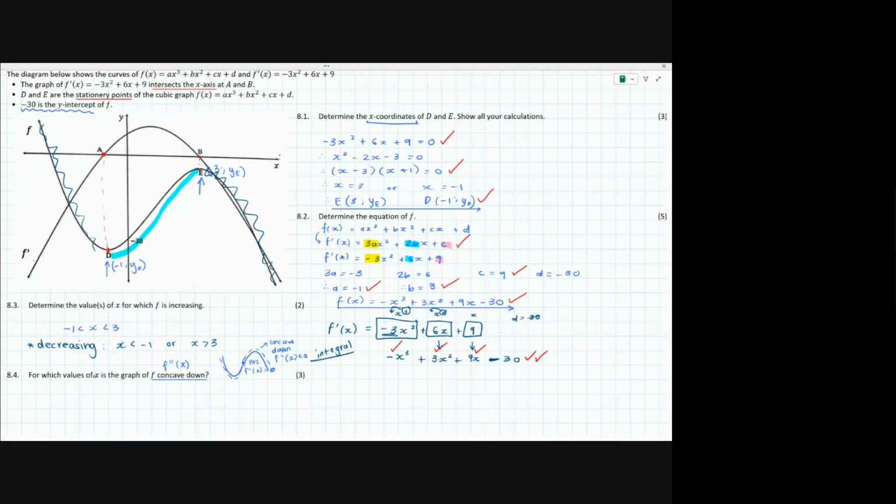Now, there's a few different ways you can answer this question. I would just use the second derivative equal to 0 idea. So I know that I'm looking for concave down, which is where my second derivative is less than 0. I know that my first derivative is equal to minus 3x squared plus 6x plus 9, which means that my second derivative is equal to negative 6x plus 6. So now I can just take that expression.